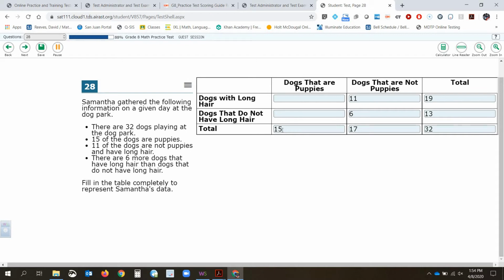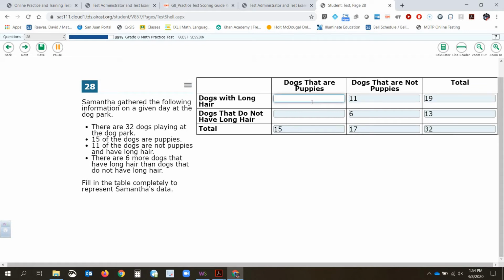But I know these two have to add up to 15, and that doesn't help me because there's lots of combinations that can add up to 15. Could be 14 and 1, or 7 and 8, or 12 and 3. But if I go across, I know that this box plus this box has to equal 19. Well, how many are in this box? 11.